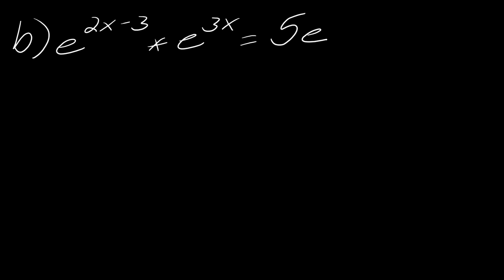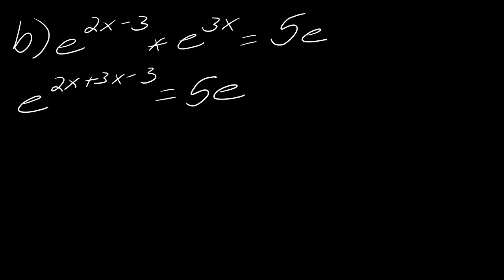So give it a try, hit play when you're ready. Okay, so I'm going to go ahead and add the exponents. So I have 2x plus 3x minus 3 equals 5e. And so this will be e to the 5x minus 3 equals 5e.